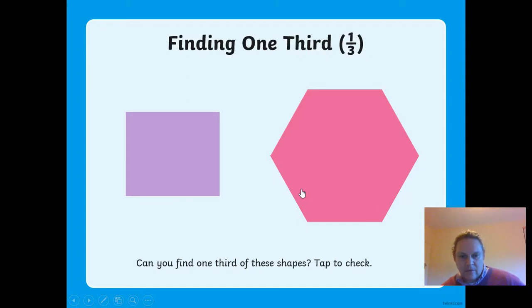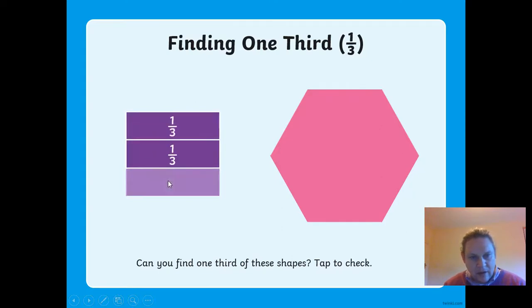Now, can you find 1/3 of these shapes? Tap to check. Bit easier this one. How do we divide that into 3? You can just do it like this. 3 equal pieces.